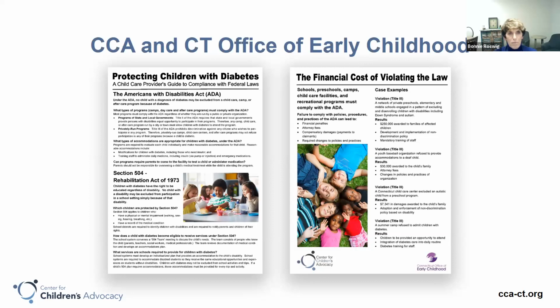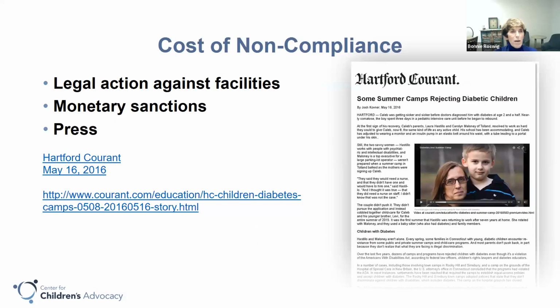Next slide, please. We also use the press. No facility likes to have their name in lights because they have discriminated against an individual with disabilities. These cases have wound up in the Hartford Courant, in the Connecticut Law Tribune, in other area papers, and they talk about the results of failure to comply, which are legal actions. If the U.S. Attorney's Office makes a determination, then they will open an investigation and they will put together a compliance plan, which includes oversight and can include fines. And it is not something that an entity wants to go through, or certainly more than once. Next slide, please.